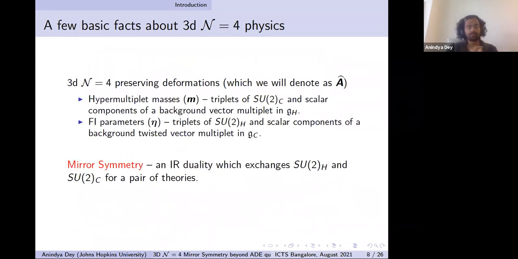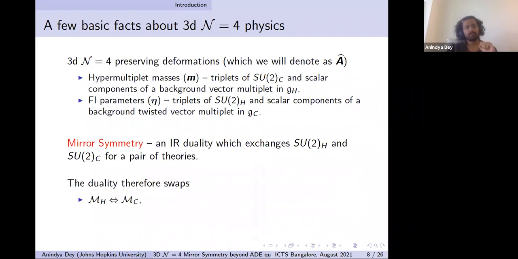Now, mirror symmetry is an IR duality which exchanges SU(2)_H and SU(2)_C for a pair of theories. That means it exchanges, in particular, the Higgs branch and Coulomb branch, the Higgs branch global symmetry and the Coulomb branch global symmetry, and also the deformation parameters, the masses with the FI parameters. So this was a breezy summary of mirror symmetry.